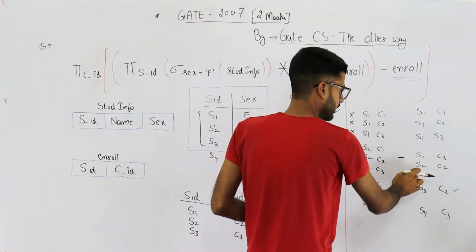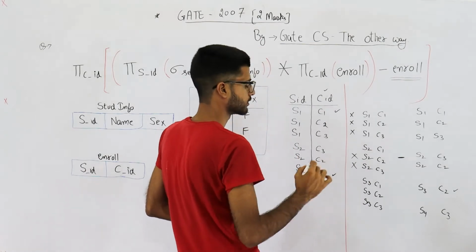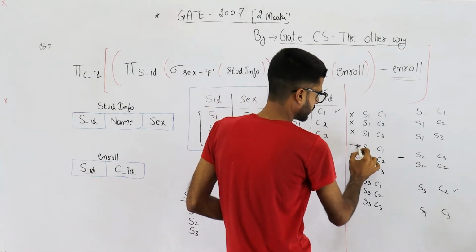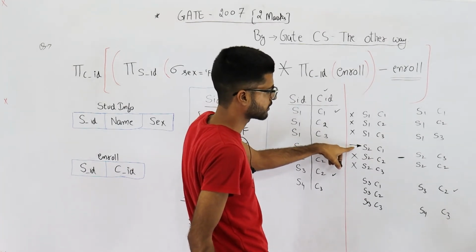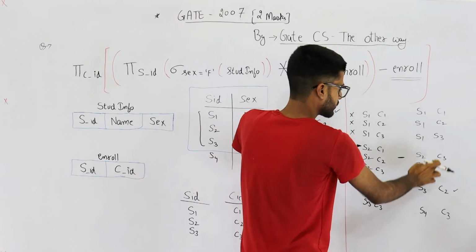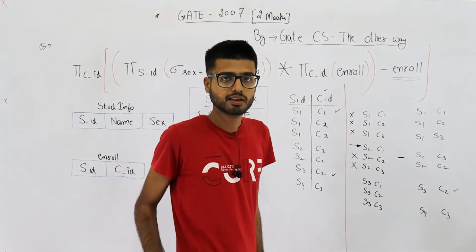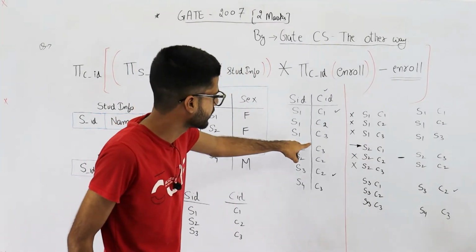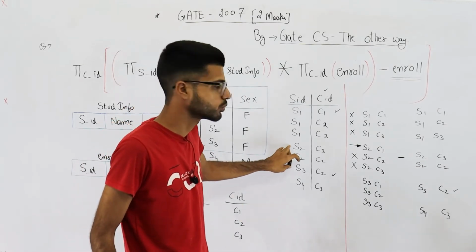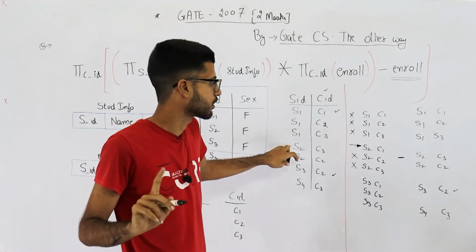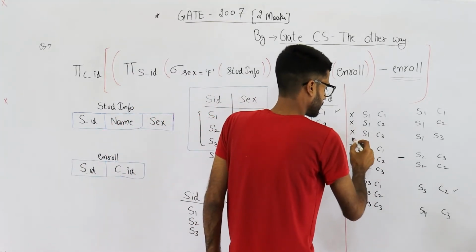Similarly, S2, C3 and S2, C2. They'll not be in the result. First row that is going to be the part of result is this one, because S2, C1 is not present here. Mind it, S2, C1 is not present here. That means S2, C1 is not present here in the actual scenario or actual data. That means S2 has actually not enrolled for course C1. And that will be the part of our result.